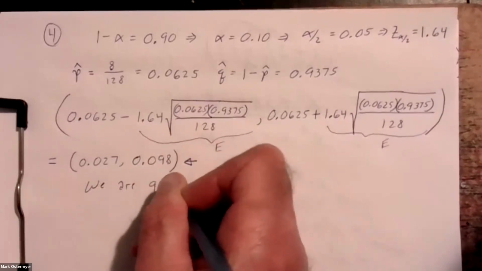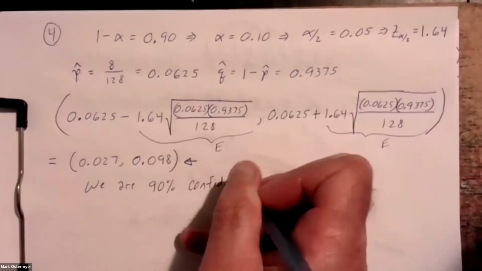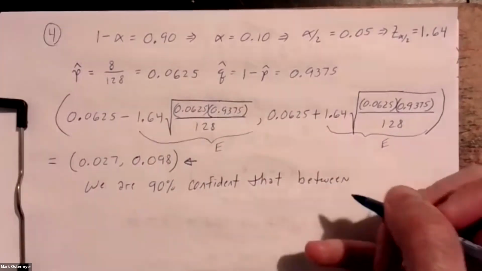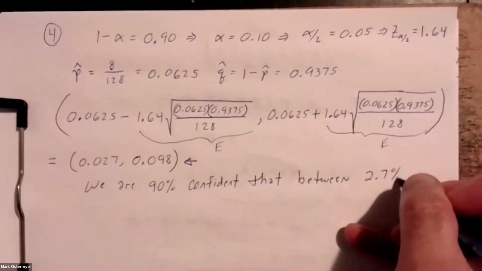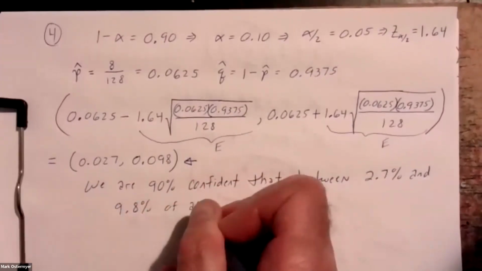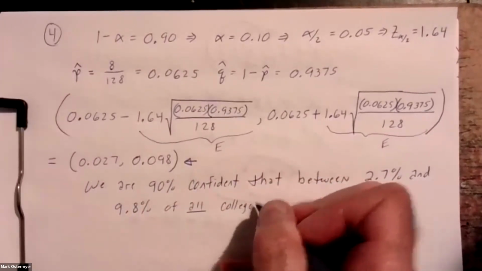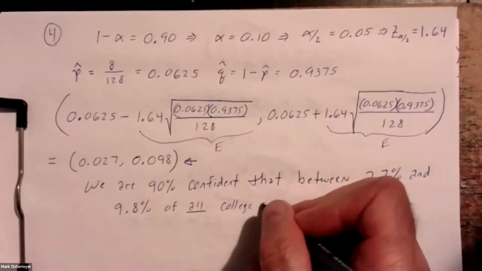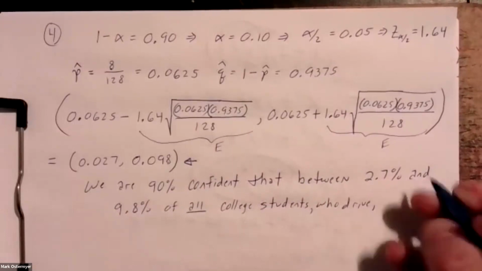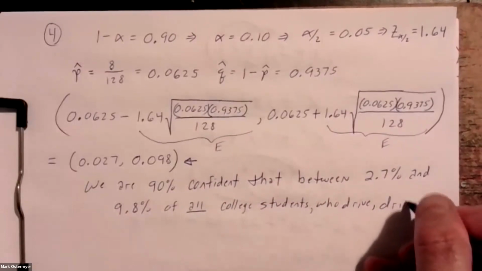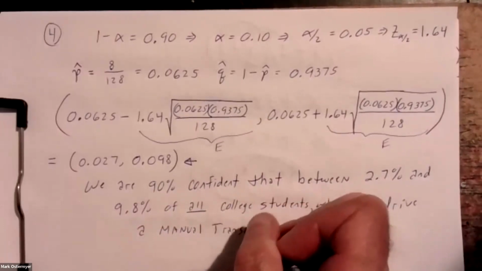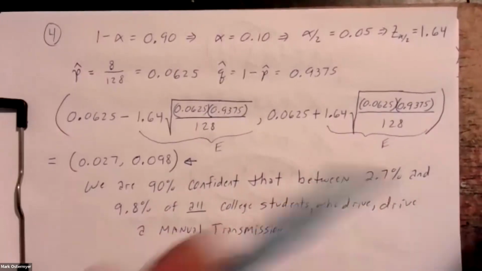We are 90% confident that between 2.7% and 9.8% of all college students who drive a manual transmission. That's how you would interpret that confidence interval.